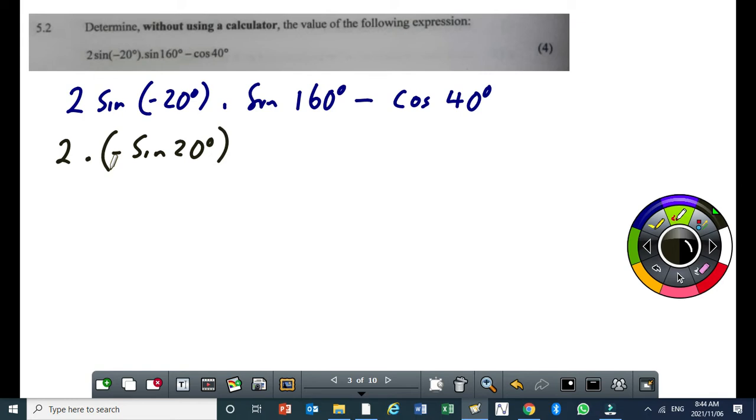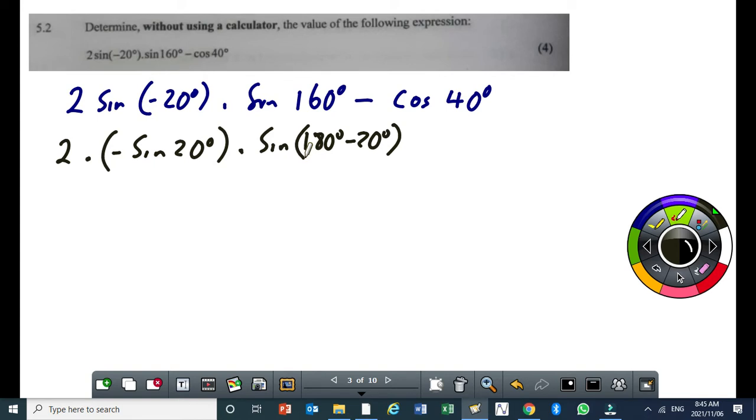Then sine 160, we know that 160 is in the second quadrant and sine is positive. So this one here is going to be the same as sine of 180 degrees minus 20 degrees. I'm taking you to the basics here. 160 can be written as 180 minus 20 degrees.